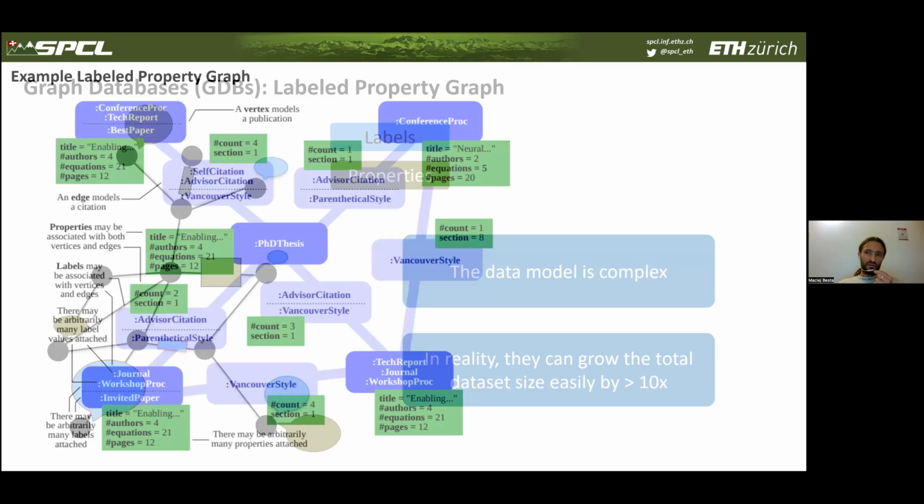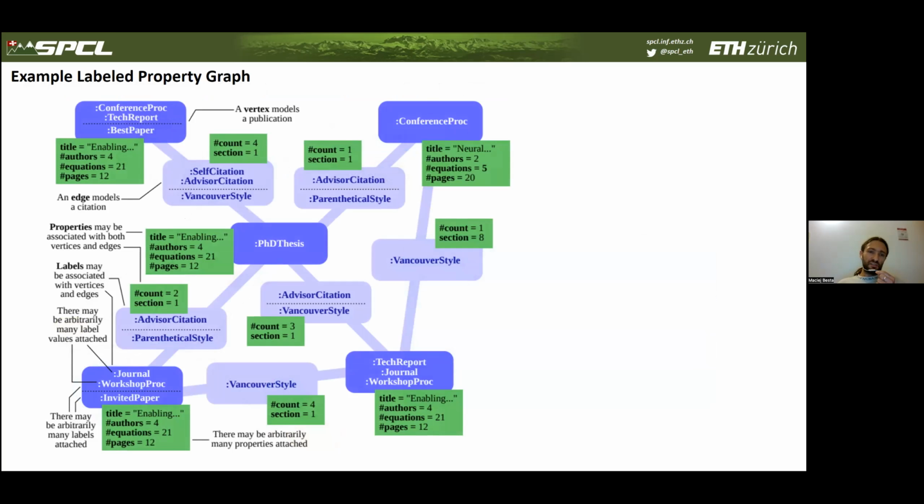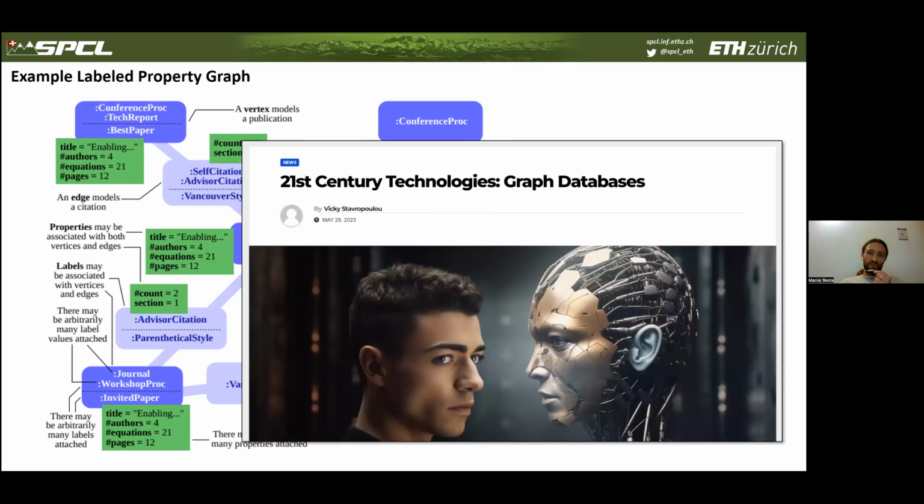Right. So here we can see an example data set in the labeled property graph. The dark blue parts are the vertices, the light blue are the edges. They have their own associated different types of labels. So this graph, as you probably imagine, models different types of papers, reports, and their citations, right? And the green parts are the properties, such as titles, number of authors, equations in the paper, etc. Right? So it's just to convince you that this is very complex, but we do care about it because graph databases are one of the key technologies that we've been developing these days.